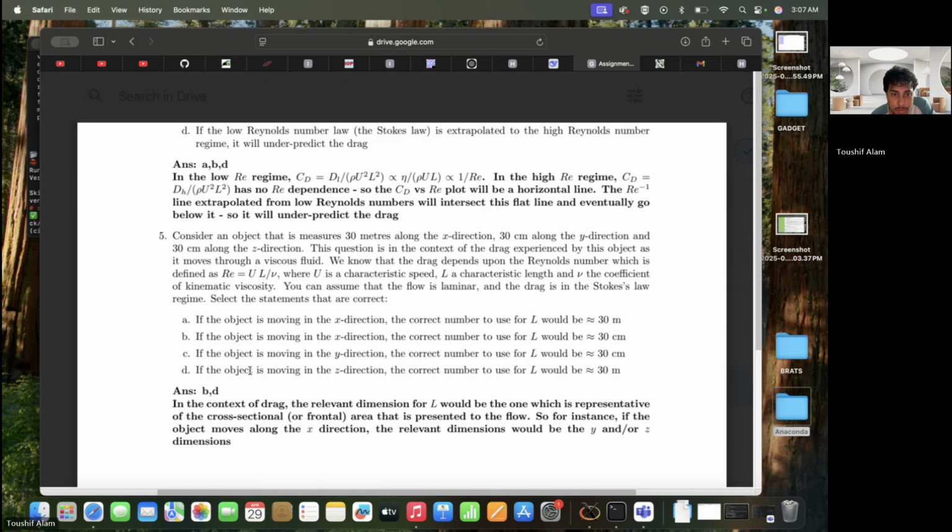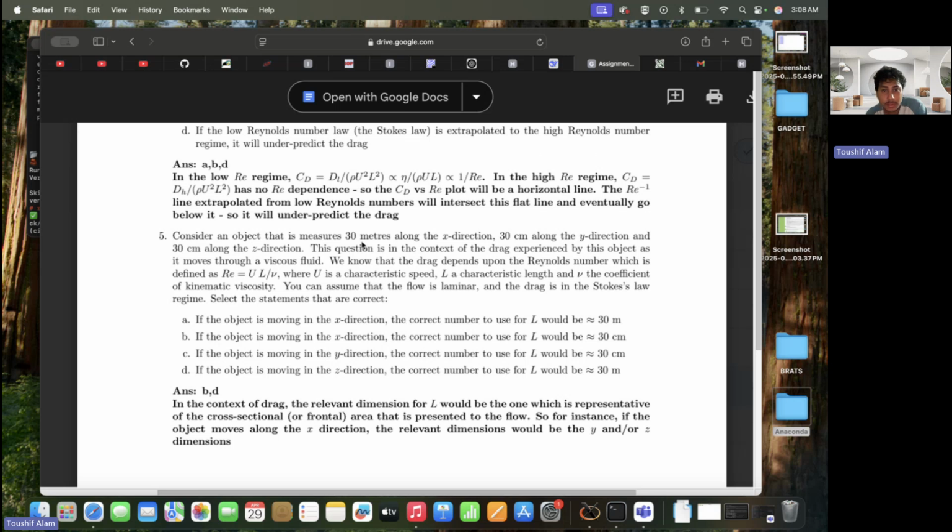Because for the drag, for x, it will be y and z. So y and z is 30 centimeters. And for z, it will be x.